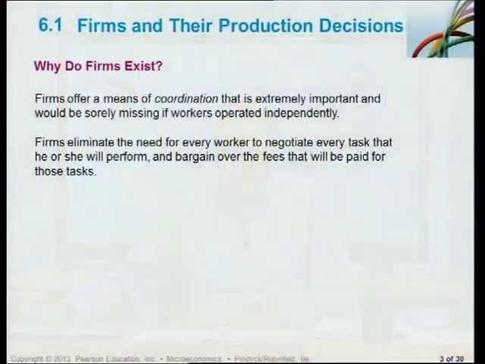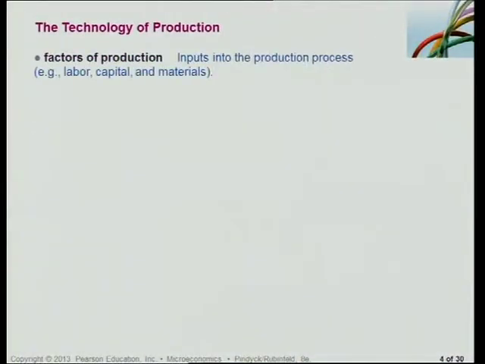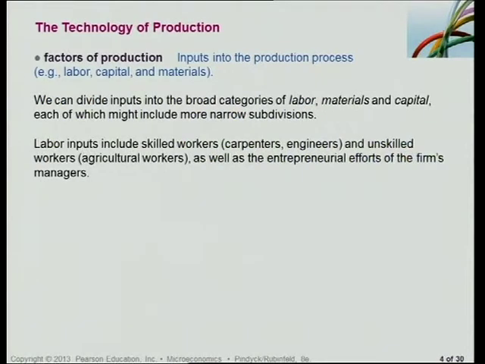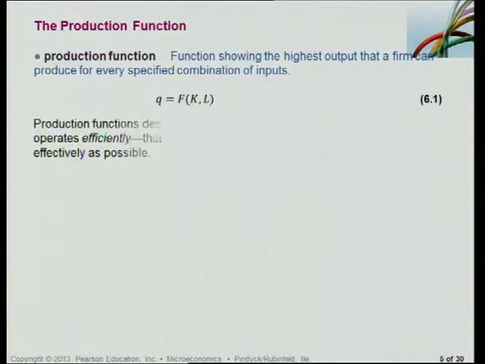You can just read through this. We know why firms exist. You can just read through this. And then we talk about the technology of production, where there are 4 factors of production that are needed: labor, capital, entrepreneurship and materials. I'm not going to go into detail on what they are. We know that from first year.